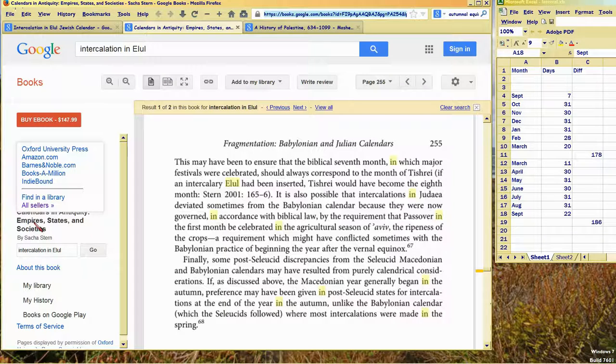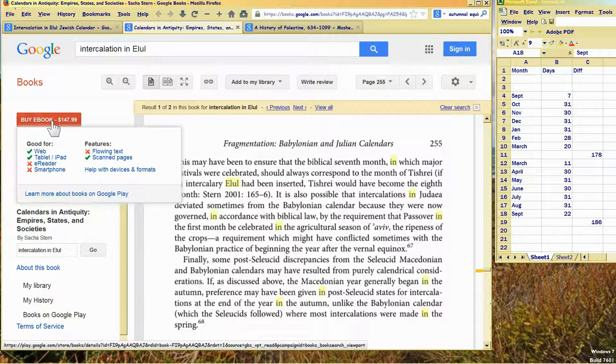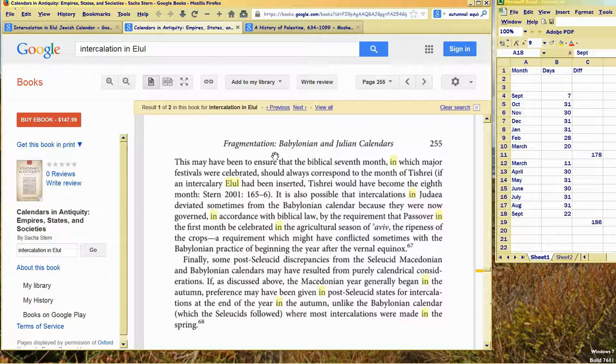This is a book that you can buy called Calendars in Antiquity, Empires and States by Sacha Stern. You can buy it on Amazon. It's in my buy list, but it's $147, and it's not any cheaper anywhere else. His point is he's just reviewing the history of how people used the calendar.